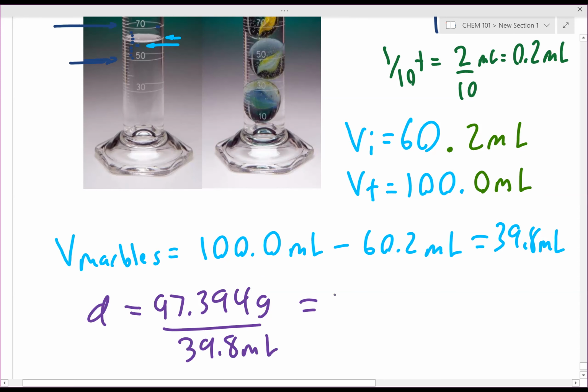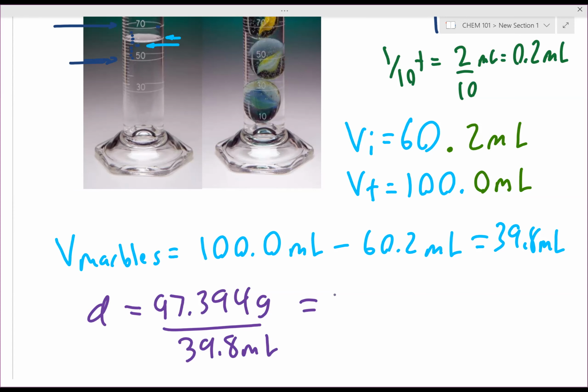Okay. Now, how many sig figs should I report in my final answer? 3. So let's break out our calculators once again. So we're going to take 97.394 divided by 39.8. And we get 2.447. Now, we're not done. We're going to have to round.